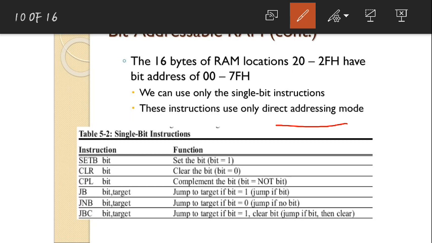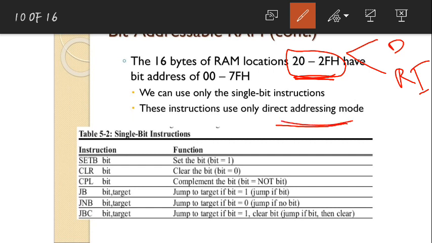Whenever you use the bit addressable memory in your RAM, we can use two addressing modes, one is direct, one is register indirect addressing mode. But here you see this point, the instructions use only direct addressing mode. That means which instructions? The single bit instructions. If you are not using these instructions, you can also use register indirect addressing mode. Is that fine?